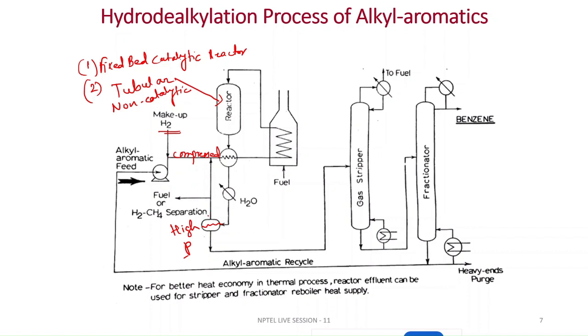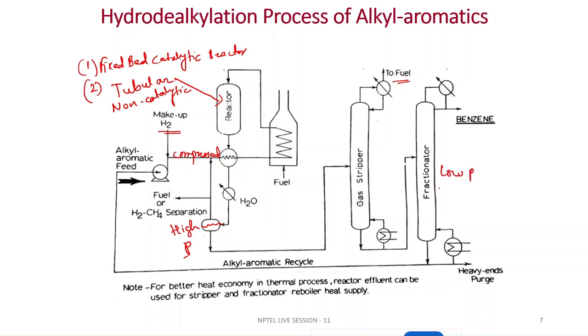So this is the gas section, and the liquid part is taken to the gas stripper. The dissolved gas in the product will be stripped, and the gaseous product collected at the top is of good quality and can be used as fuel. The liquid portion is further taken to the fractionator. It is operated at a low pressure condition.